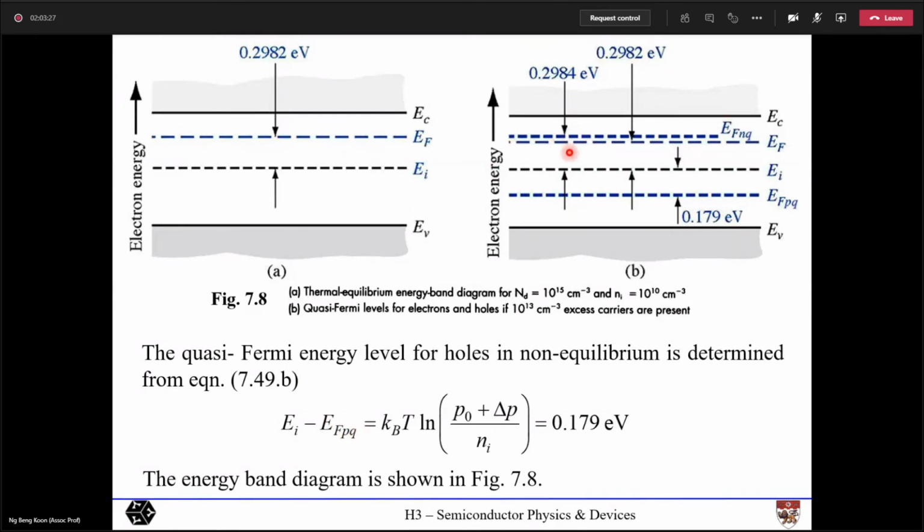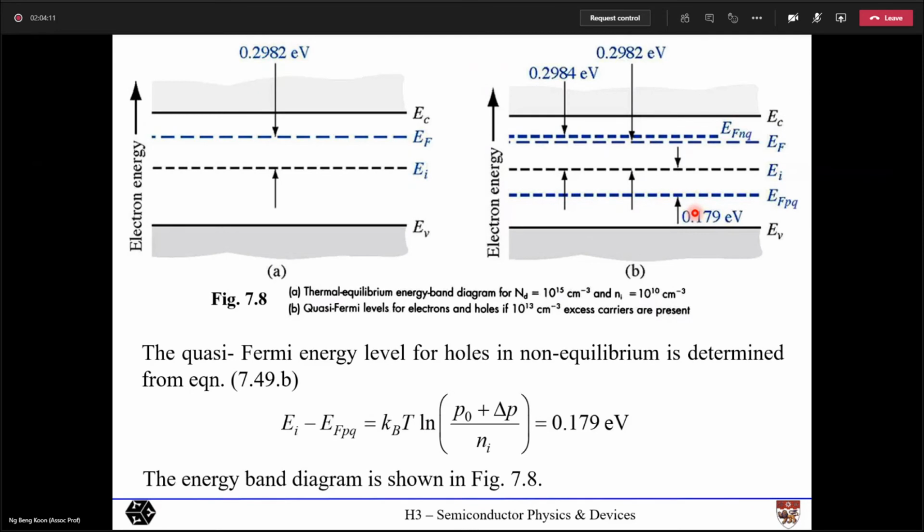So we have to draw the band diagram now and put in the quasi-Fermi levels. For the case of electrons, you see that it's slightly above the thermal equilibrium Fermi level, and like I said, this is expected because your electron concentration increased. On the other hand, the quasi-Fermi level for holes drops substantially away from EF. It goes all the way down below Ei over here.